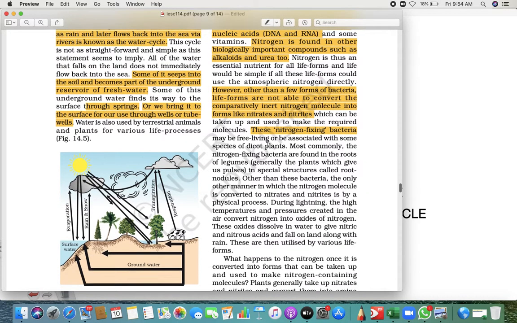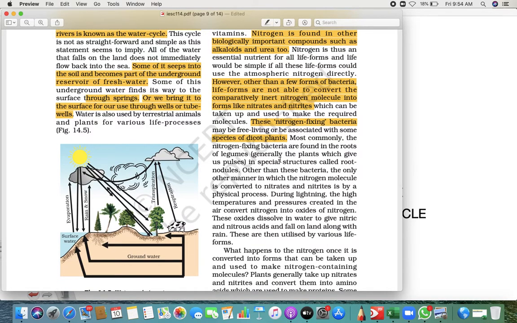Now, this bacteria can be found where? In the species of dicot plants. If you move further, where are the nitrogen fixing bacteria found? Under the roots of plants, in legumes, especially the pulses plants. Other than this bacteria, the other manner to convert the nitrogen is by a physical process. Physical process means the way we prepare urea and all.